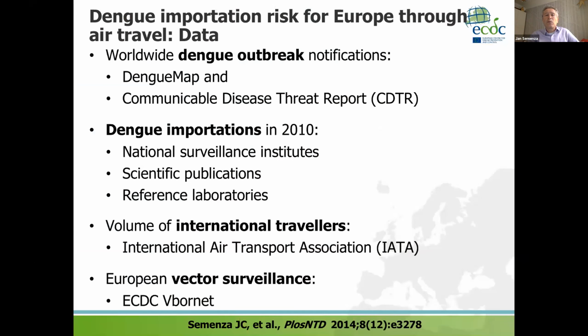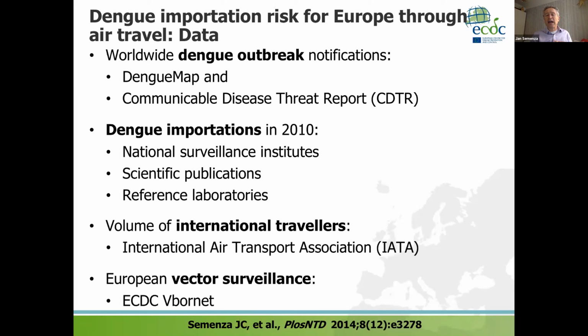And so we basically decided to analyze the relationship between air passenger volume and these dengue outbreaks that I mentioned earlier. In order to get an assessment of dengue outbreaks throughout the world, we conducted epidemic intelligence. We extracted information from dengue maps and communicable disease threat reports to identify all the areas where dengue outbreaks had happened recently.